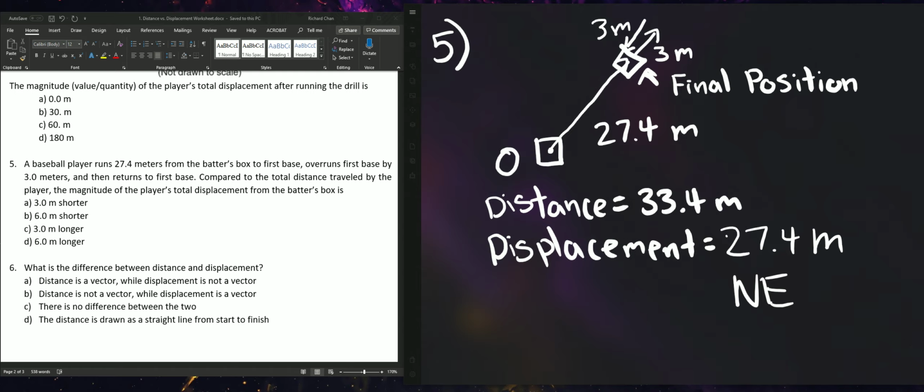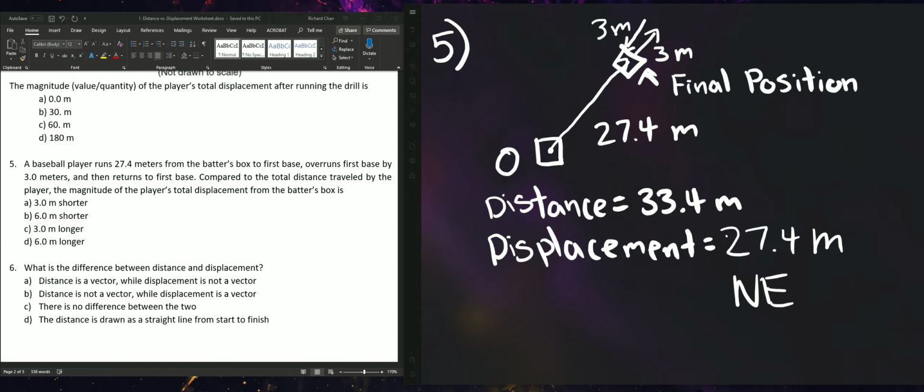All right. So the question asks you, compared to the total distance traveled by the player, the magnitude of the player's total displacement from the batter's box is what? Right? It wants you to compare displacement to distance. How does displacement compare to distance? And it only cares about the magnitude. Once you see the word magnitude, you kind of instinctively know, well, they just want the scalar quantity. They just want the number.